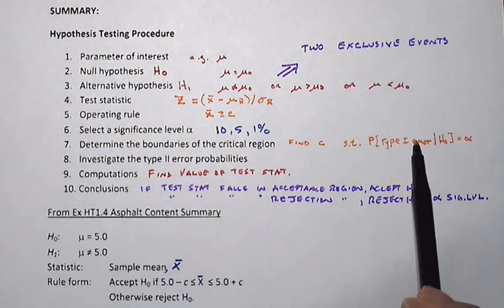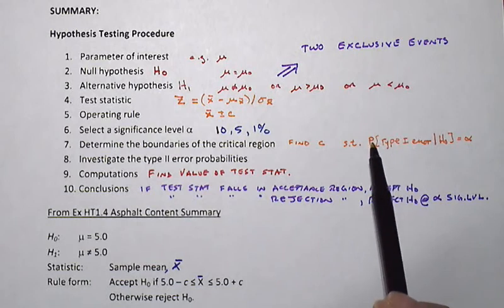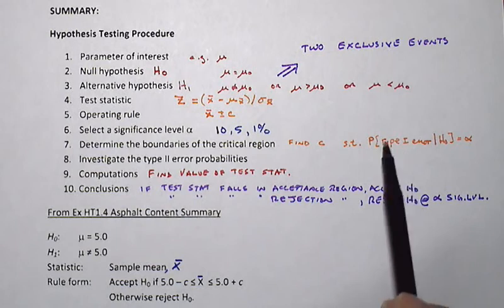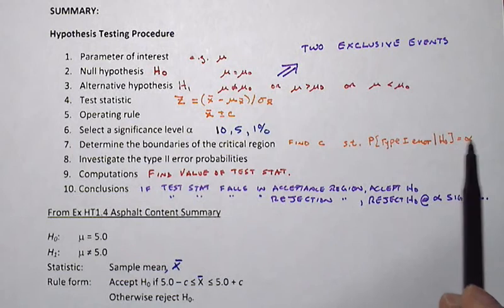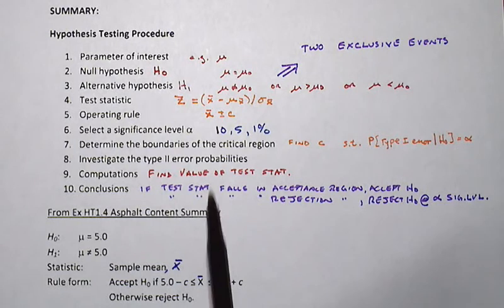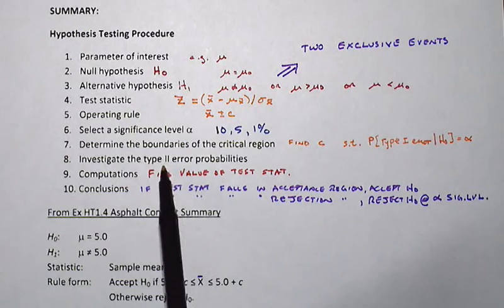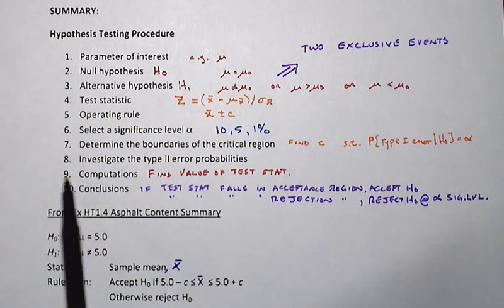Right? Now we have looked at this from the other side, what's the probability of the true mean being within our region, and that was 1 minus alpha over here on the right. So it's the same kind of idea at the end of the day. Then, if it's appropriate and feasible to investigate the type 2 error probabilities, that's where you would do that aspect of the procedure, and then you get into computations.